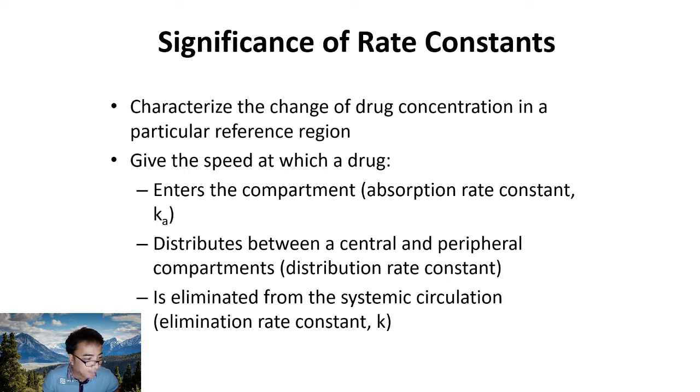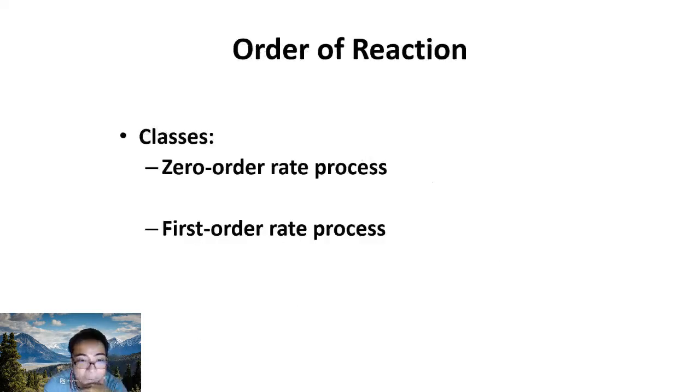Now, why is this significant? Why is it significant to address the rate constants? Because it characterizes the change of drug concentration in a particular reference region, and it gives the speed at which a drug enters, distributes, or is eliminated from the body. Now, again, class, if you can still remember, which of these two orders of reaction is concentration independent in its elimination rate? All right, very good, Mr. Reyes. That's correct. It's the zero order rate process.